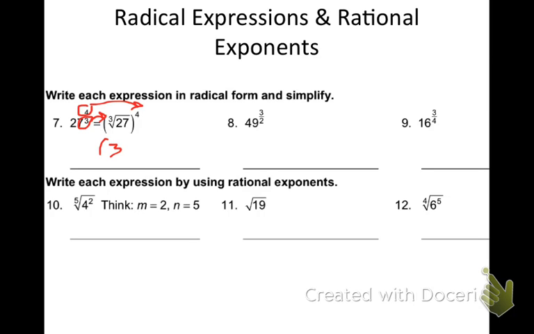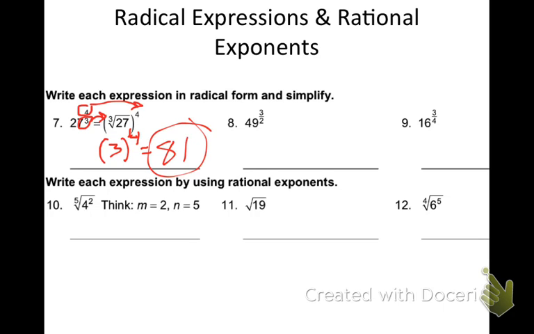So I get 3. And then I take 3 to the 4th power. Now 3 to the 4th power, 3 times 3 times 3 times 3, and I get, what is that? 81. So 27 to the 4/3 power is nothing more than 81.